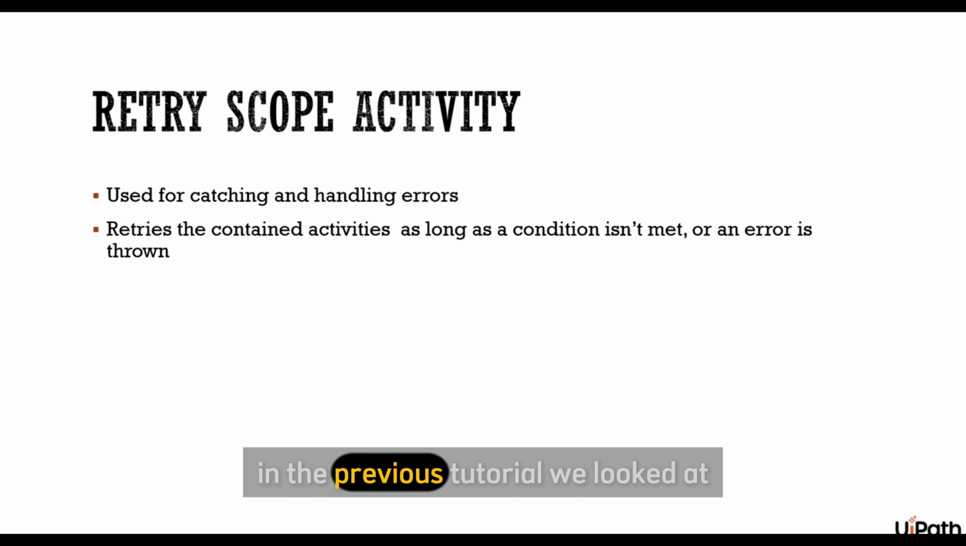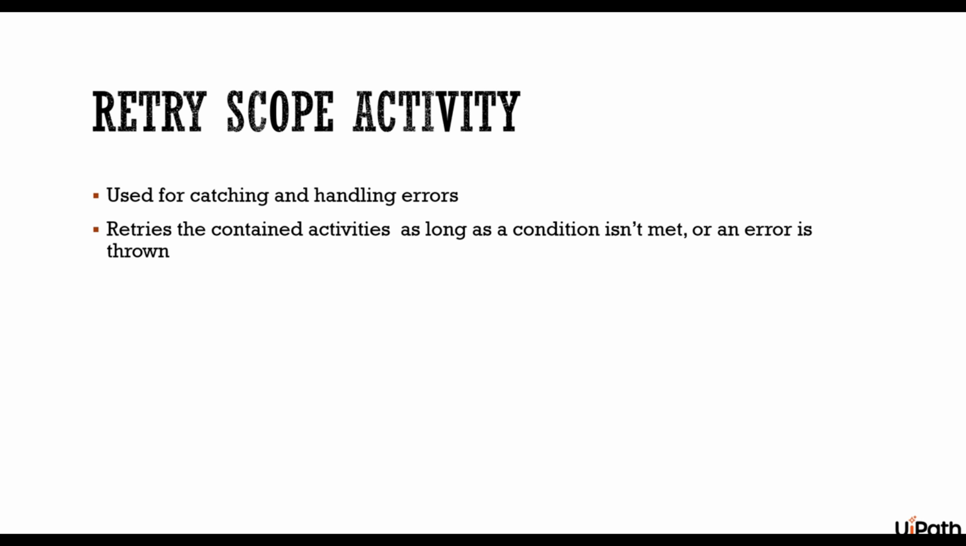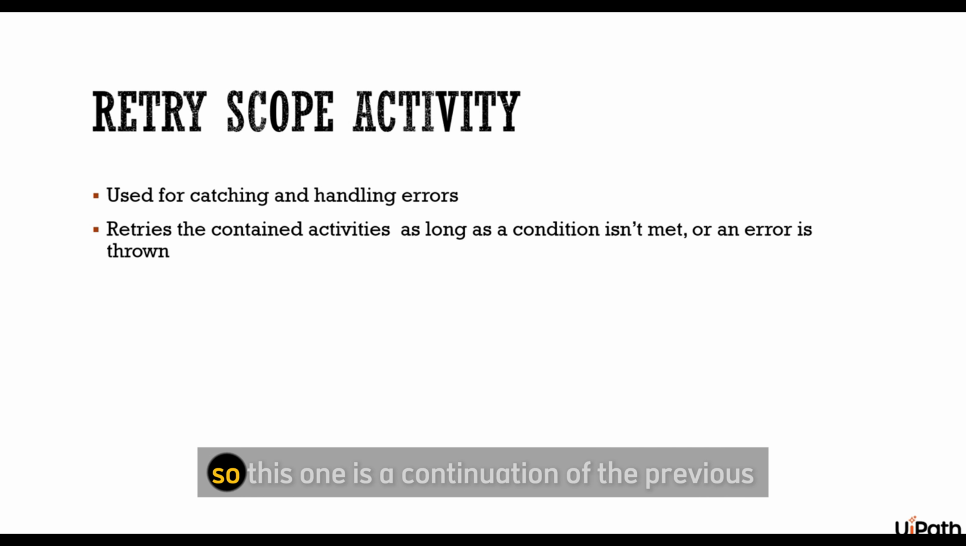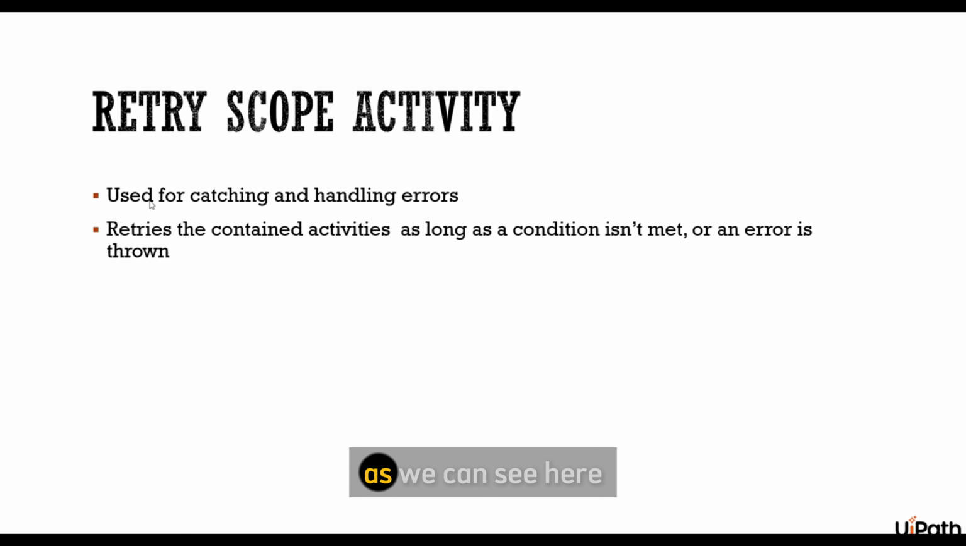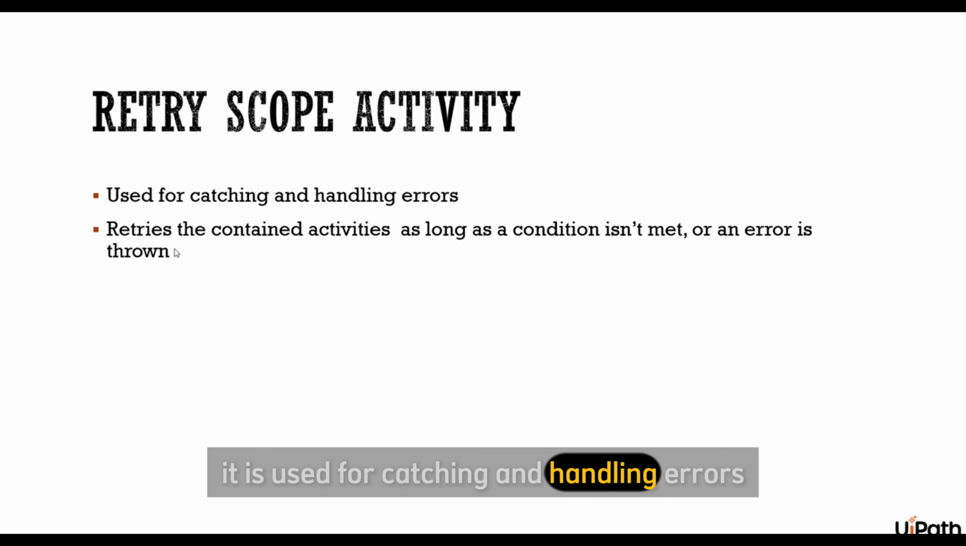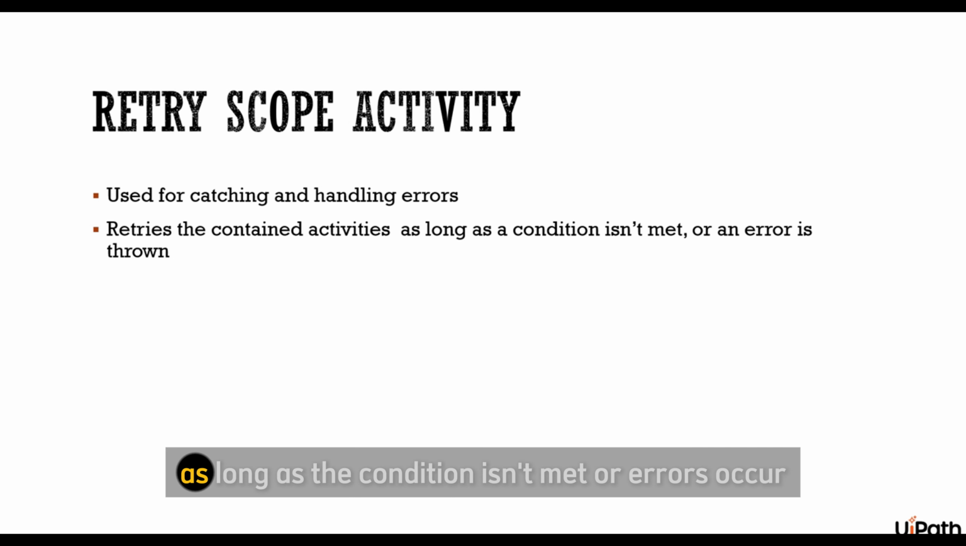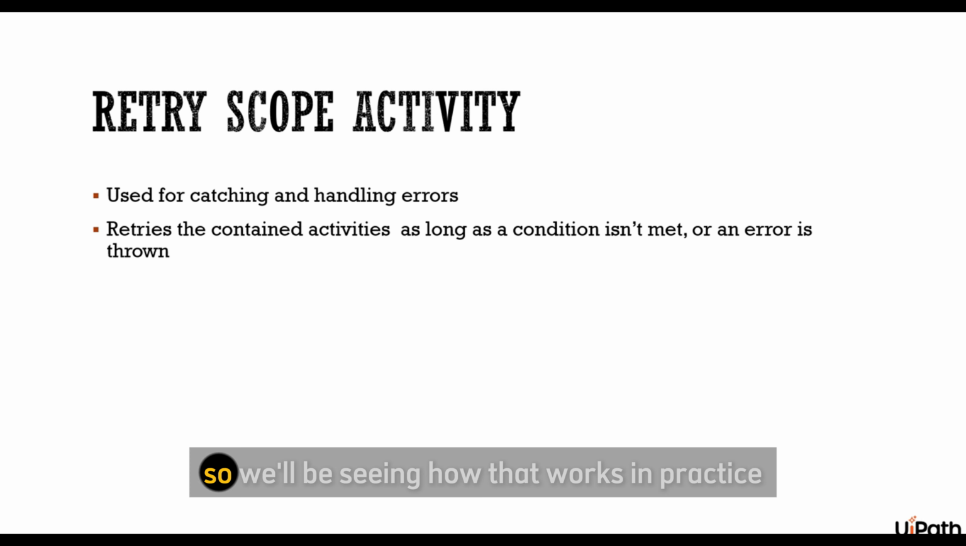In today's automation video we'll be looking at the Retry Scope activity. In the previous tutorial we looked at the different exception handling activities, so this one is a continuation of the previous tutorial. The Retry Scope activity is used for catching and handling errors, and it also retries the contained activities as long as the condition isn't met or an error has occurred. So we'll be seeing how that works in practice.